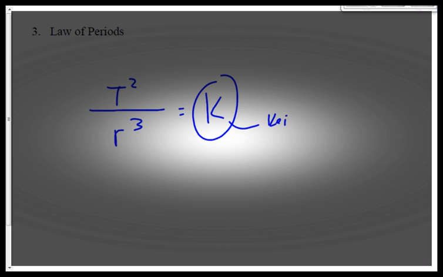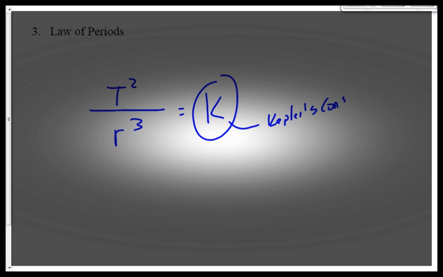Okay, this is new. We didn't do this one yesterday. The third of Kepler's three laws, the law of periods. The law of periods says that the square of the period of revolution of an object going around the sun, or the moon going around the earth, or something revolving around something else, divided by the cube of the radius of revolution is equal to k, a constant. And we call that constant Kepler's constant.